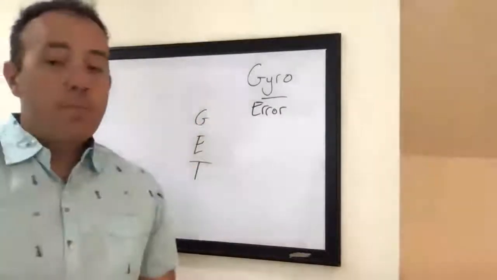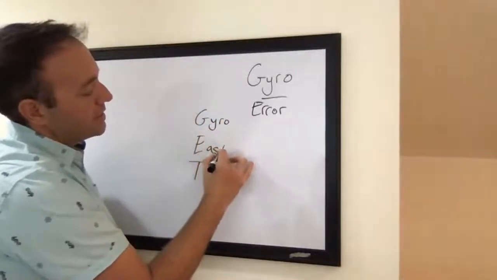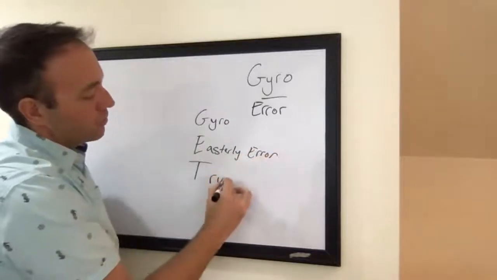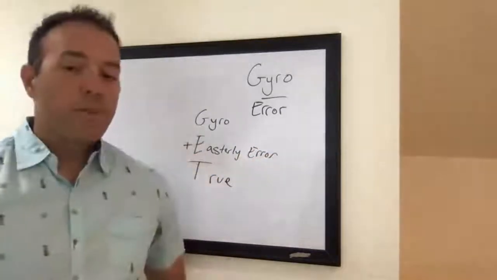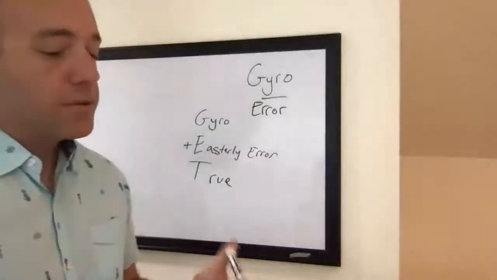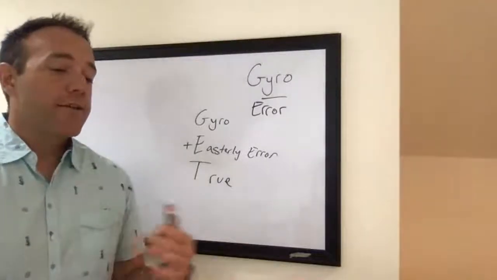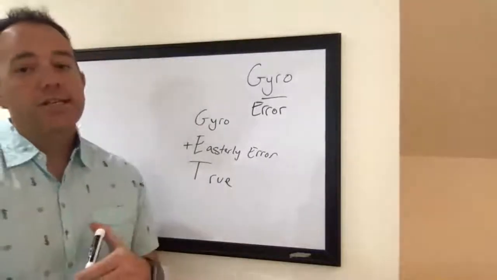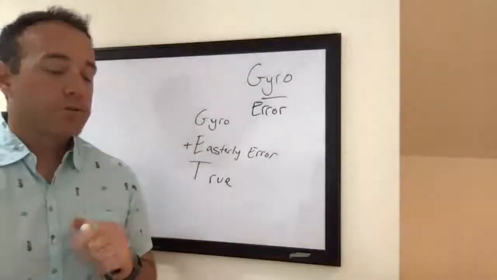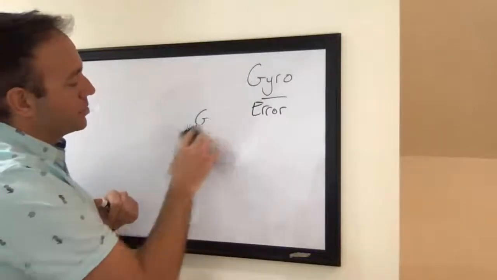And the thing to remember here is gyro plus easterly error equals true. So if you remember GET, gyro plus easterly error is true, you're going to be all set with these type of problems. There's another acronym you can remember: gyro best, error west; gyro least, error east. This is the one that works best for Coast Guard problems, so that's what we're going to stick with. So GET, gyro plus easterly error is true.